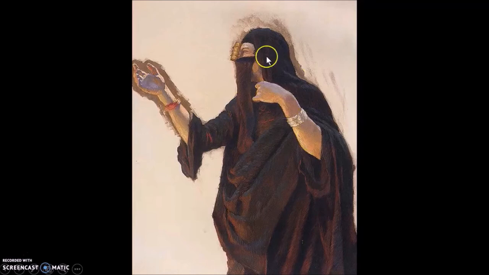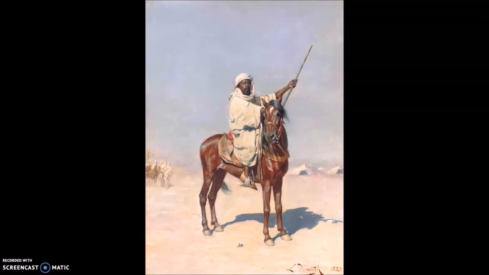And here we have this painting of a horseman in the desert, painted 1882. We can see here this horseman in the desert, whatever it is, Eastern Desert, Western Desert, Sinai Desert, but we can see amazing details of the horse and of the man, and also of the surrounding environment here.